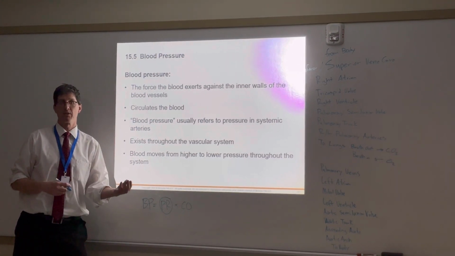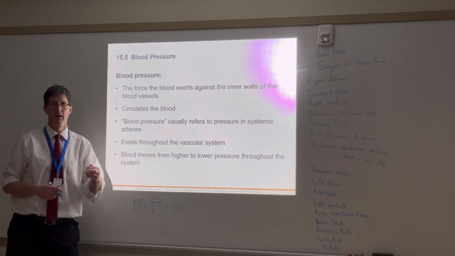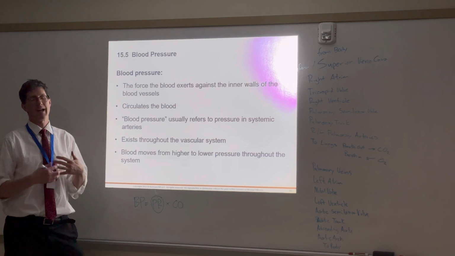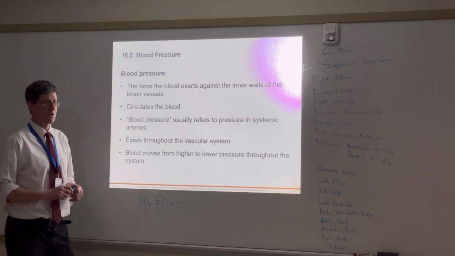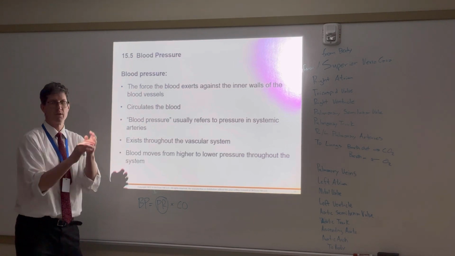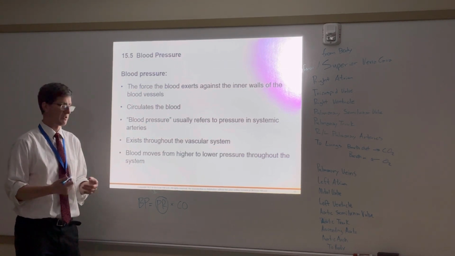How thick the blood is. If your blood is really, really thick, then that's going to increase peripheral resistance. If there's damage to the inside of the blood vessels, that increases peripheral resistance. If you get narrowing of the blood vessels because you get buildup of gunk on the inside of your blood vessels, it increases peripheral resistance.